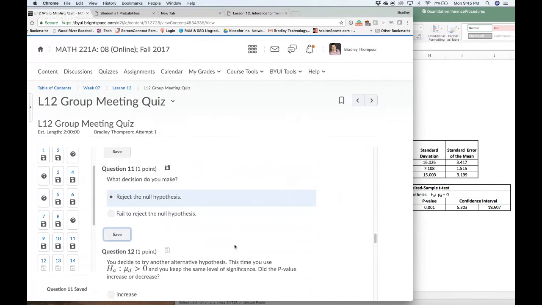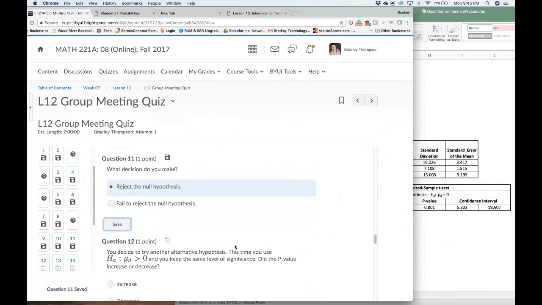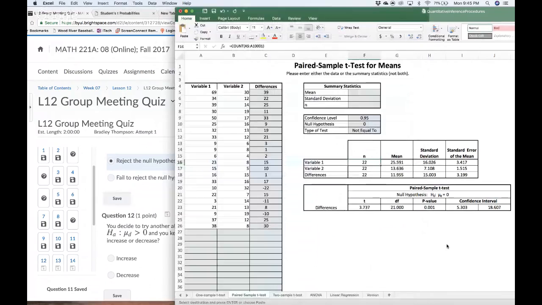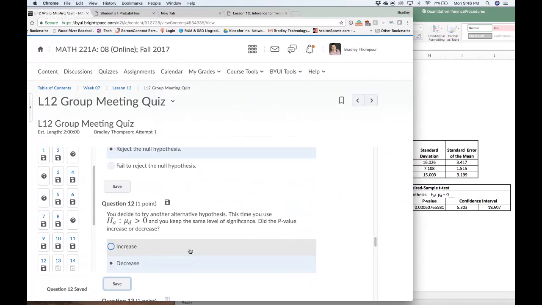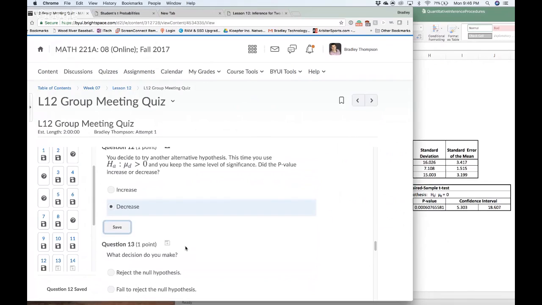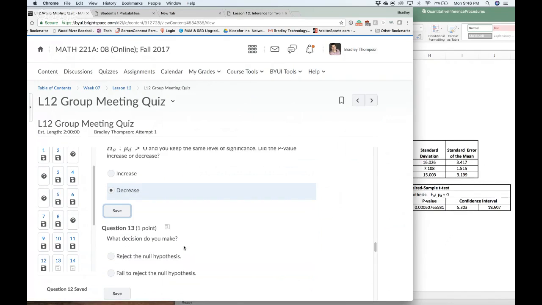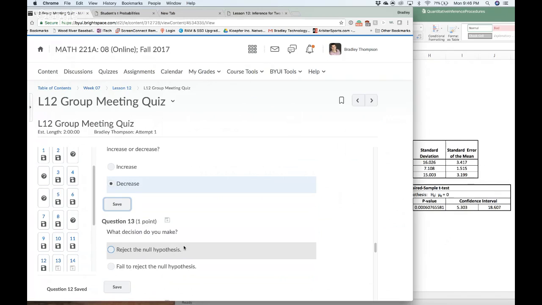And now it's saying you decide to try another one. This time use the alternative that it's greater than 0, and you keep the same level of significance. Did the p-value increase or decrease? So let's look here. If we say greater than... Well, hold on, I better expand out the... Oh, so now we need to know what the other one was. Yep, so it increased, right? Because it's 0.012. The other one was a 6, right? No, it's lower, 0.006. So it decreased. That makes sense, because if it was a 6, then it wouldn't have been 0.1. It would have been 0.2 or 0.7. Yeah, because the other one was a 2-tail, and this is just a 1-tail. So it decreased. What decisions did you make? Based on the second option, we still rejected. Yeah, you still reject.